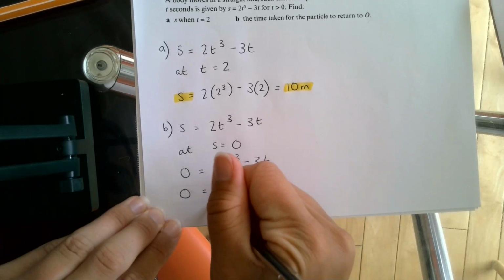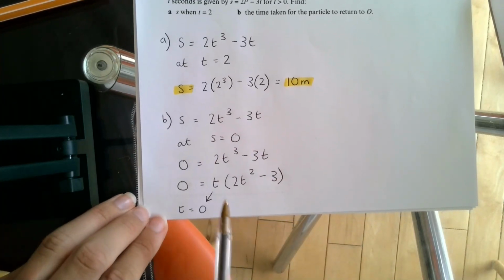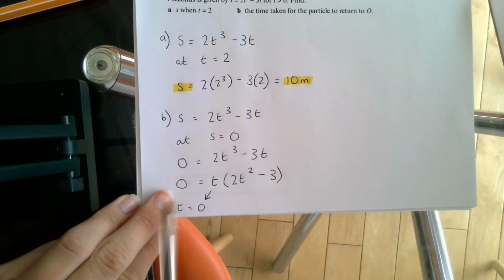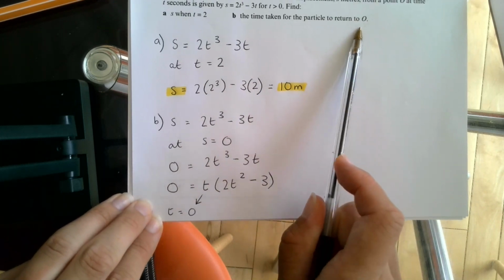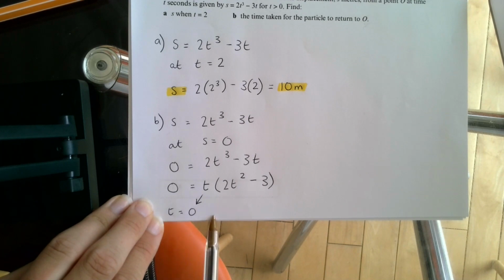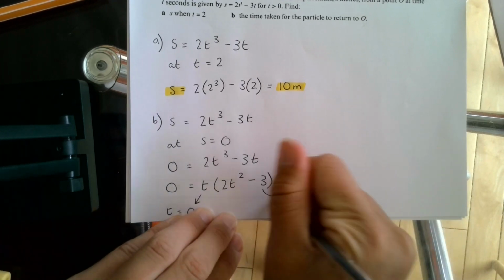Now, clearly, one of my solutions is t is equal to 0. So that's saying that at 0 seconds, we are at the start position. Well, that's obvious. We're looking for the time taken for the particle to return to 0. So that is not my answer. That's just verifying that at t is 0, we are at the start. Well, that's fine. So let's look at this other bracket.